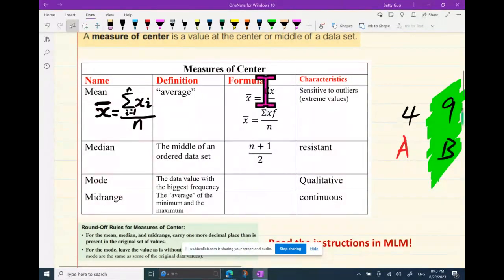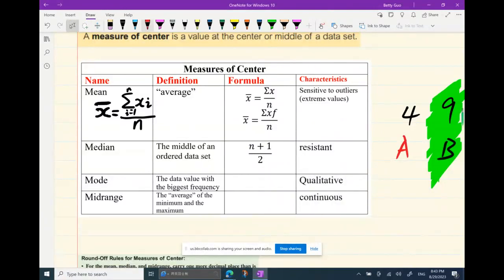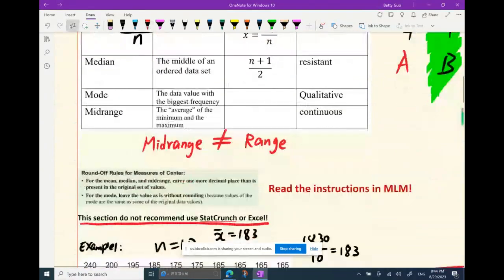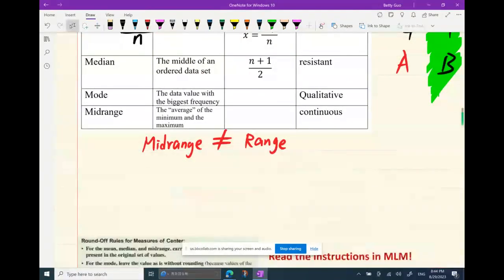No. Okay. So the last measure of center is called mid-range. Mid-range is a measure of center. We must differentiate between two concepts. On Thursday, we are going to talk about range. And today we have the concept mid-range. Those two concepts are similar name-wise and formula-wise as well. Let me show you the formula for mid-range.